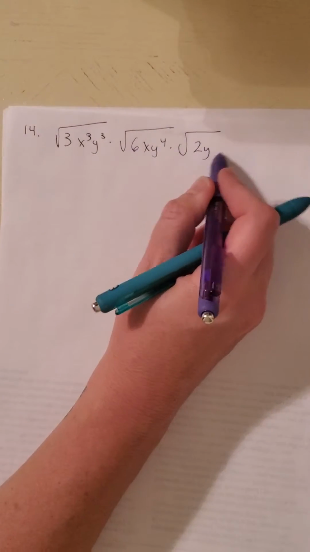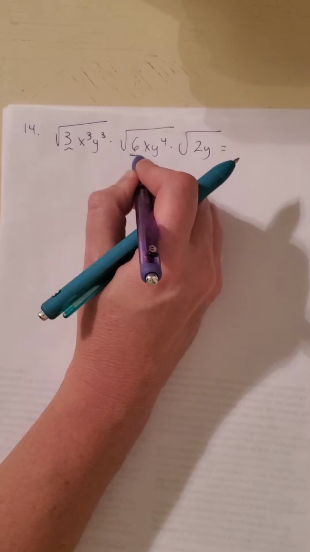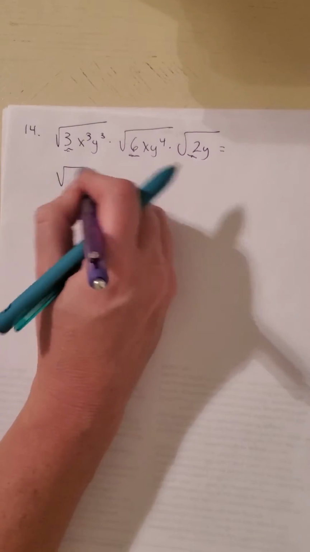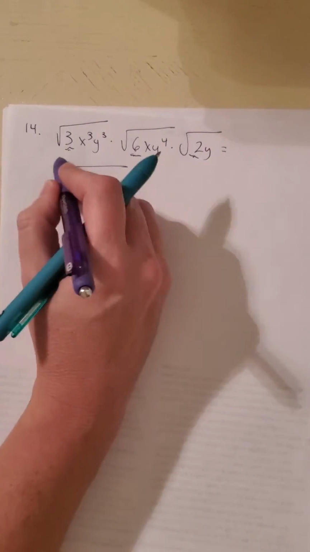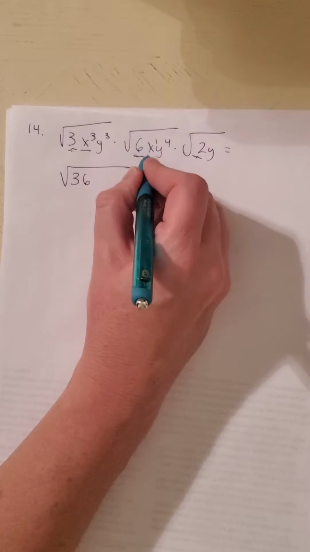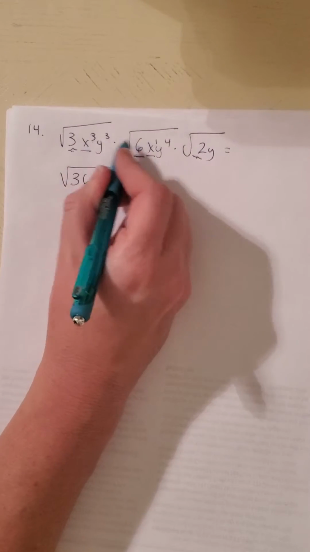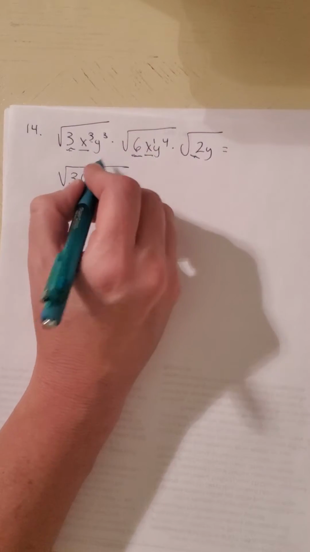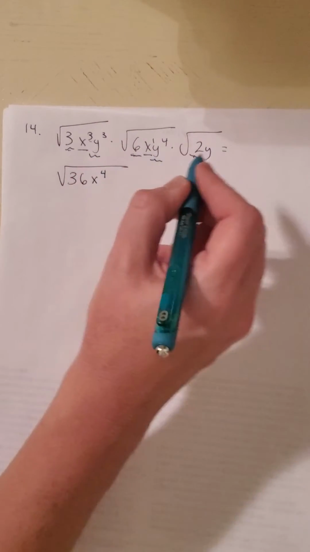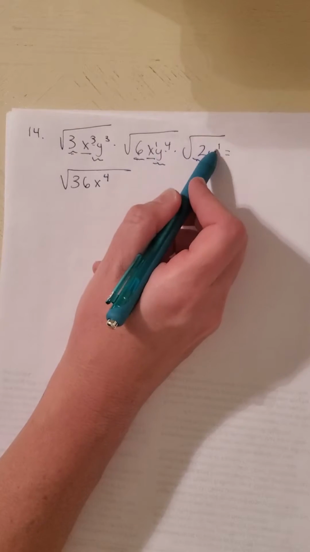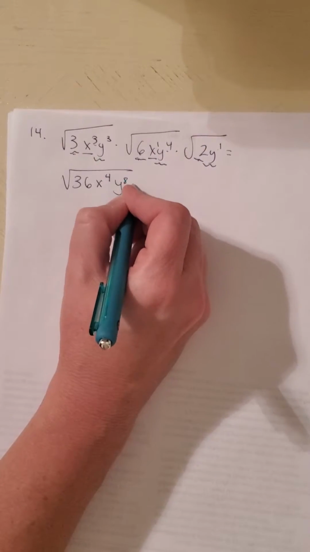When you're multiplying radicals, you can multiply your coefficients. So 3 times 2 is 6, times 6 is 36. So I multiplied my coefficients. X to the third and x, I'm going to add my exponents. So that will be x to the 3 plus 1, which is 4. And then y to the third and y to the 4th and y to the 1st, I will add my exponents. It's 3 plus 4, which is 7, plus 1 more is y to the 8th power.